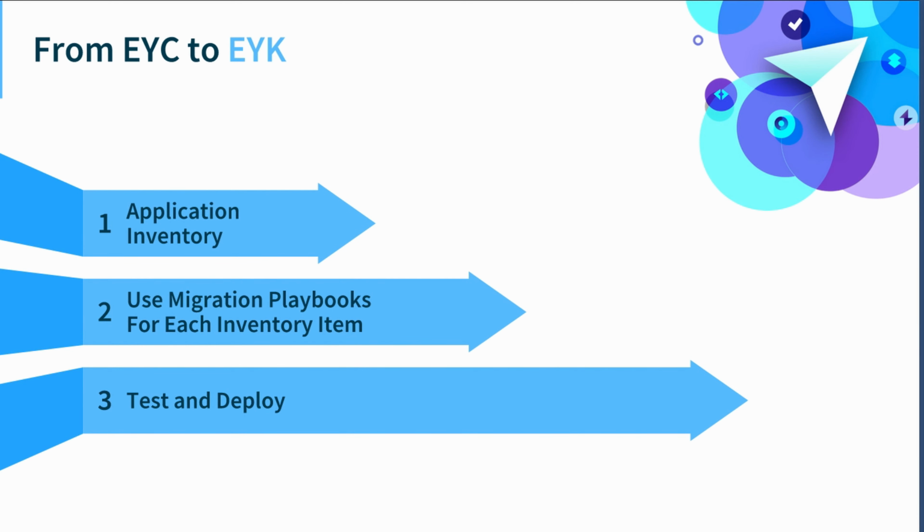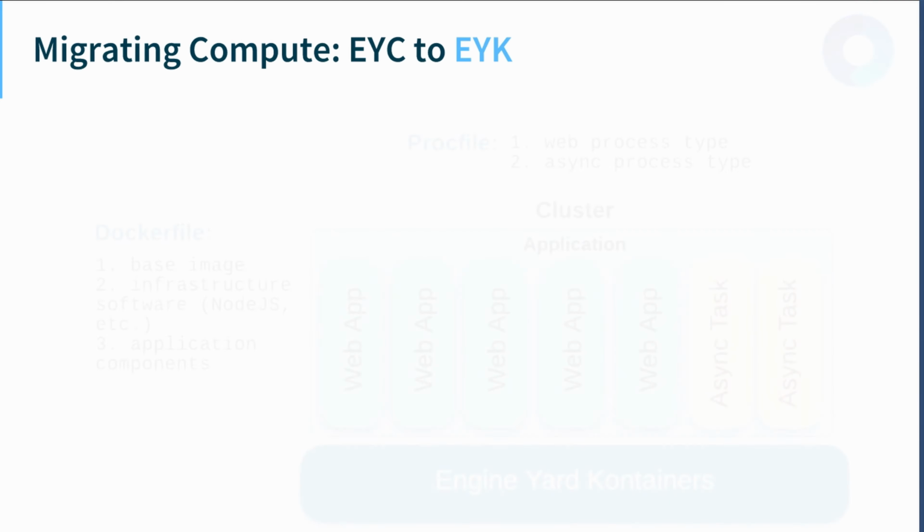Now, how do you move from Engine Yard Cloud to Engine Yard Containers? The first step would be to take an application inventory. So what are all of the software components and infrastructure elements that make up your application? Typically, this might include web servers, application servers, databases, and scheduled jobs. Now, for each of these, you can plan how they will be migrated. Fortunately, we've done a lot of the heavy lifting for you. We do have playbooks with repeatable processes for most common component types. And then finally, you're going to test and deploy your changes.